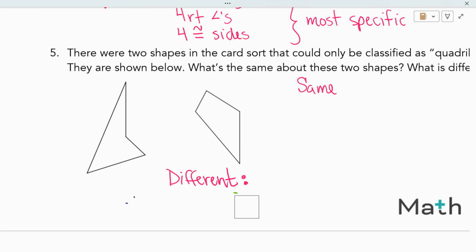So it looks like they have parallel sides, but they're not marked like that. If it did have any parallel sides, it would either go in the trapezoid or the parallelogram. Does that make sense? So these don't have any parallel sides. How are they the same? What makes them the same? 4 sides. Yep. That's what makes them the same. 4 sides. How are they different?